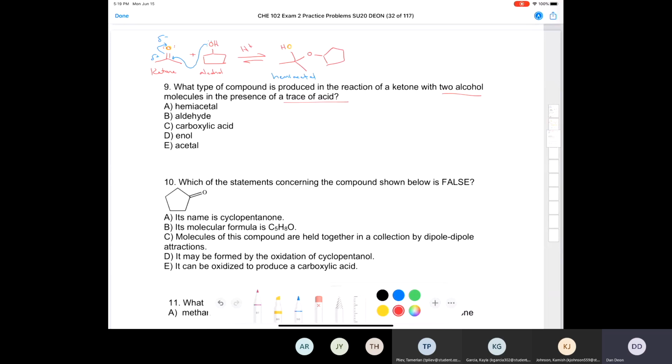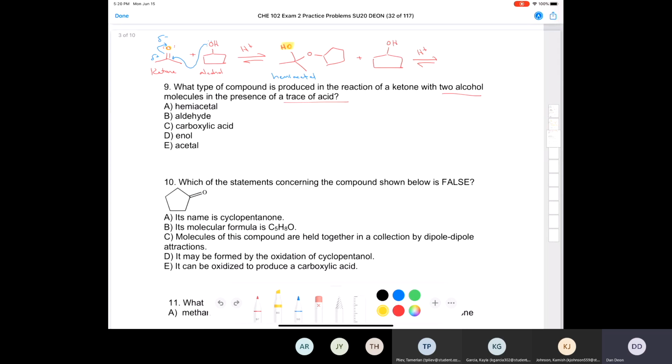So what the hemiacetal does is it's going to react with another molecule of alcohol, a second molecule of our cyclopentanol, in a trace amount of acid. And what we're going to end up forming is an acetal in this case. So what we do when we form the acetal is we replace the entire hydroxyl with all of this part of the alcohol. So that's what we're going to do.